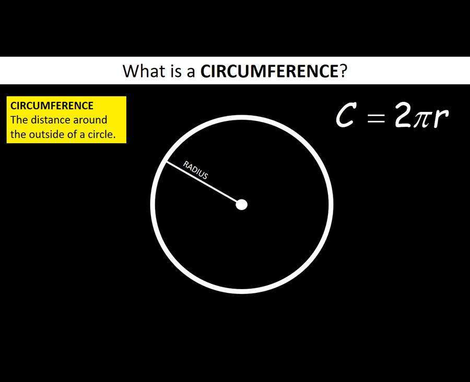The formula for circumference, C for circumference, equals 2 times pi times r. Okay, so r is going to be our radius in any given problem. Pi is this weird number we're going to talk about a little bit more in a minute, but for right now we're just going to use 3.14. That should be vaguely familiar to you.